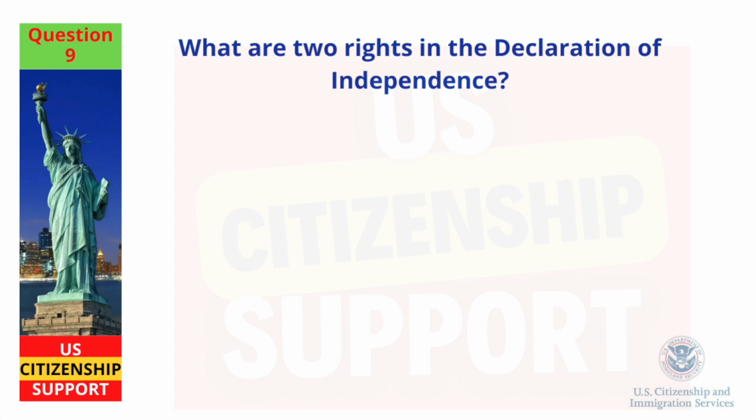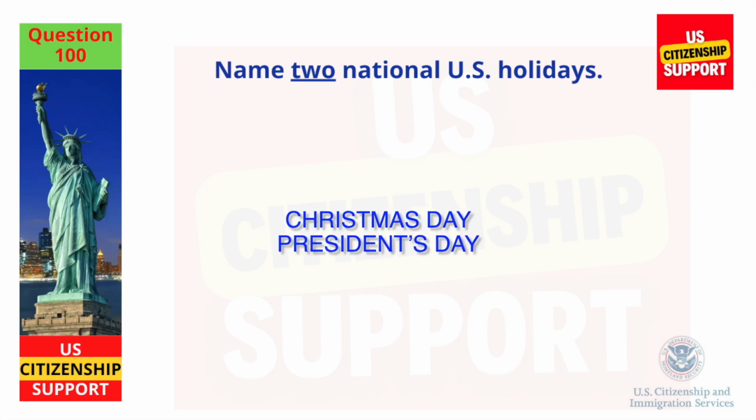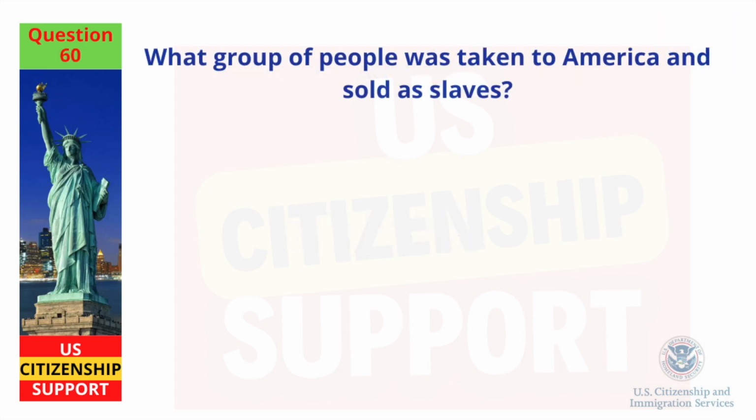What are two rights in the Declaration of Independence? Life, liberty. Name two national US holidays. Christmas Day, President's Day. What group of people was taken to America and sold as slaves? Africans.